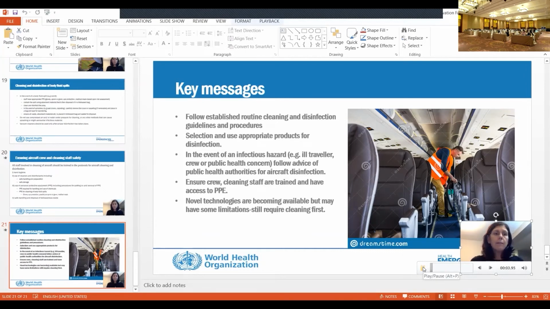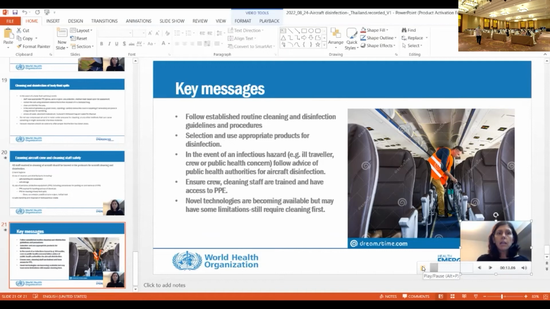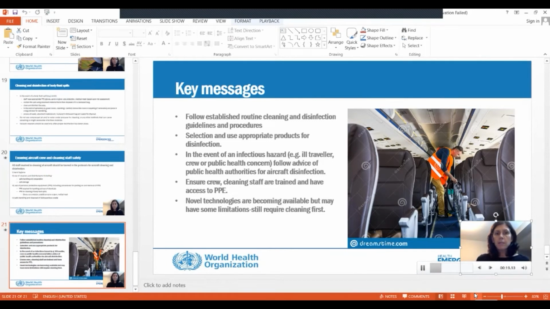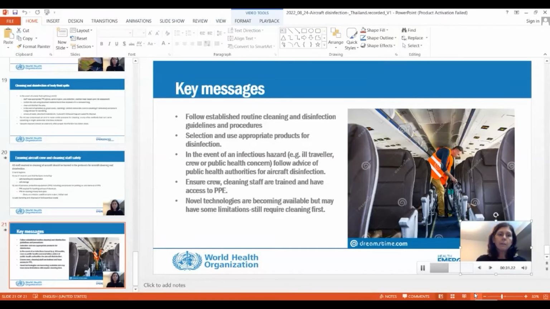So to wrap up, I have a few key messages that I hope you can walk away with at the end of this: to follow established cleaning and disinfection guidelines and procedures that you already have, to select and use the appropriate product for disinfection, to make sure that you have protocols in place in the event of an infected ill traveler or crew or any other public health concern, and to follow the advice of public health authorities, to always make sure that your crew and cleaning staff are properly trained, and that lastly, novel technologies are becoming available, but there still may be some limitations with those products, and that still require cleaning first.